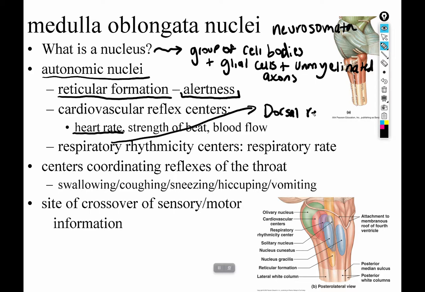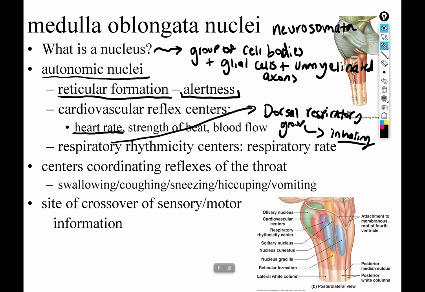Dorsal respiratory group, which is responsible for inhaling. So that's obviously really important. So that is connected, unsurprisingly, with the phrenic nerve via the vagus nerve. And so this is a really critical piece of the medulla involving keeping you alive.